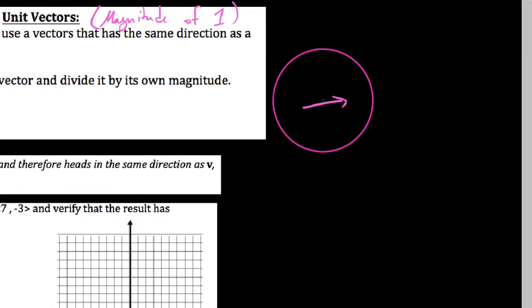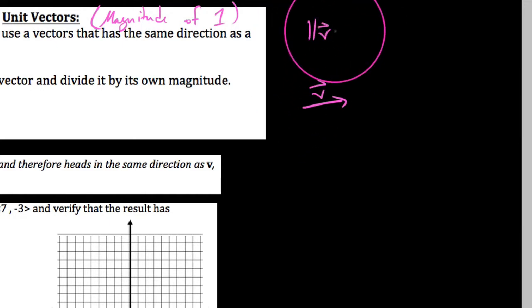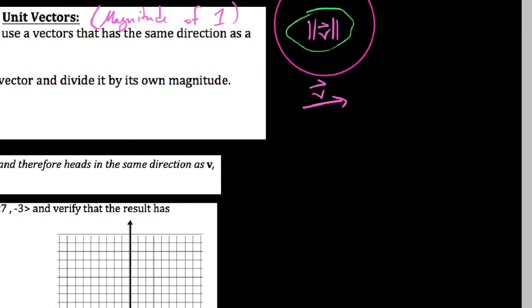Given a vector, let's call this vector v. This vector v has some length, and we usually refer to the length of a vector as its magnitude, and we write that this way. So we say the length of v is given as this value right here.